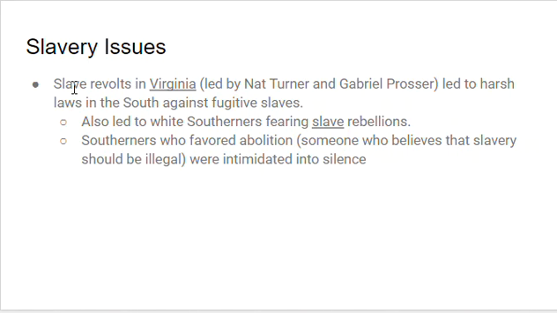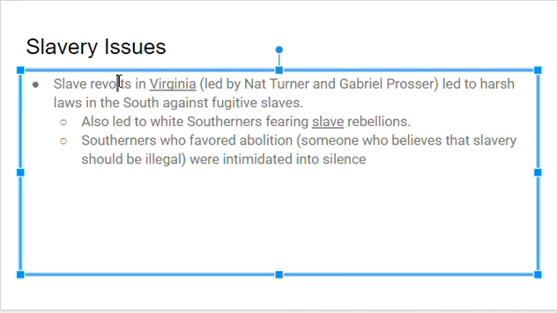So the first thing is slave revolt in Virginia, led by Nat Turner and Gabriel Prosser. And this led to harsh laws in the South against fugitive slaves. So Nat Turner and Gabriel Prosser, they led revolts. And a revolt is when you fight against someone. So this was actually when slaves fought against their owners. These were two separate incidences. Nat Turner had a much bigger one, but they both fought against their owners.